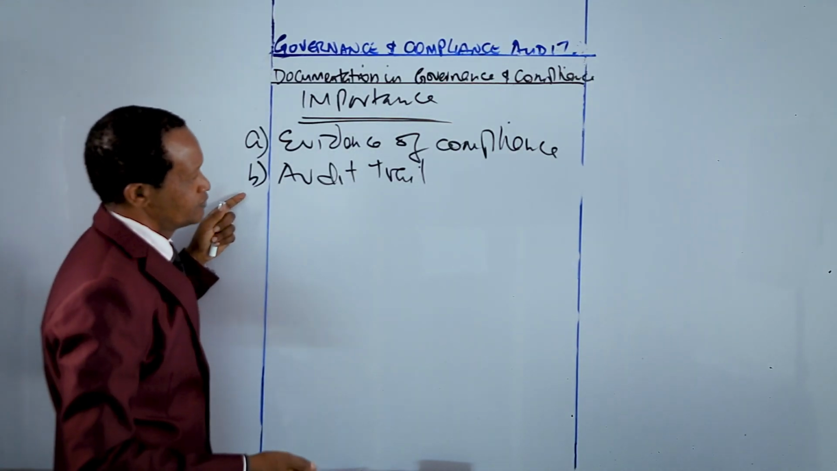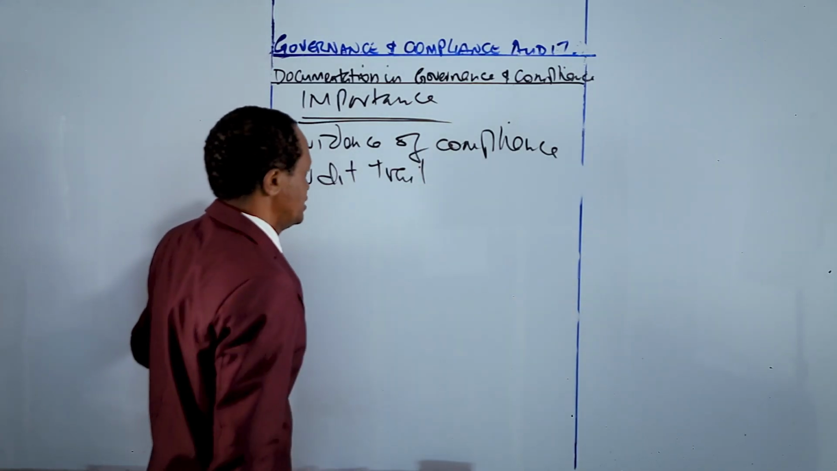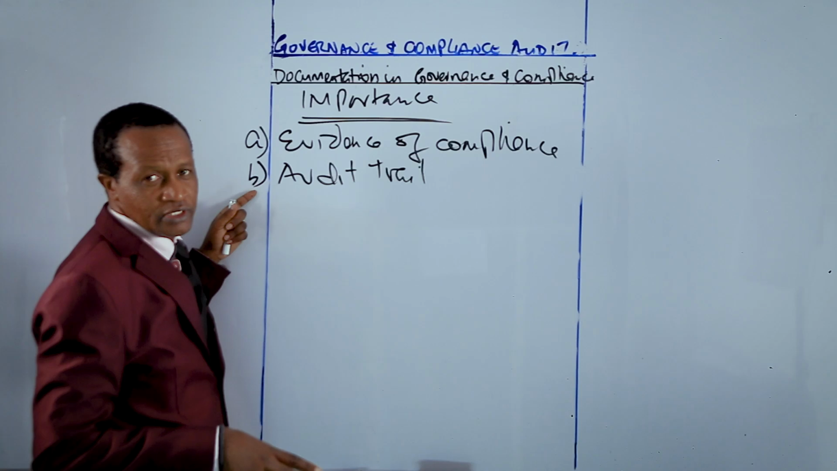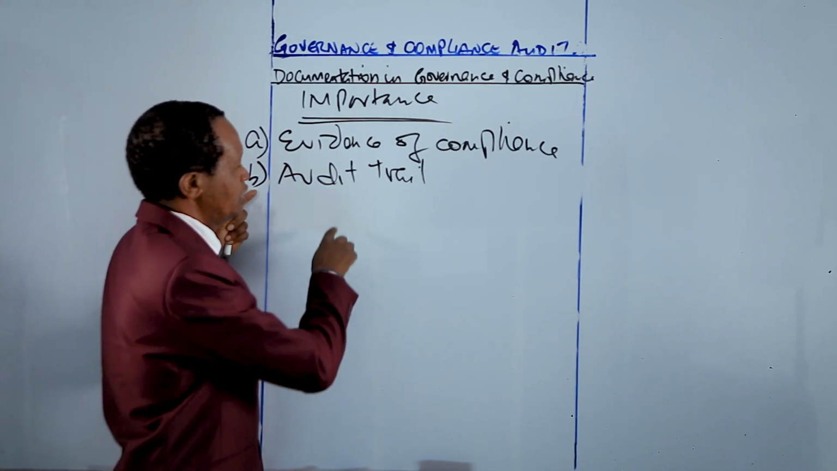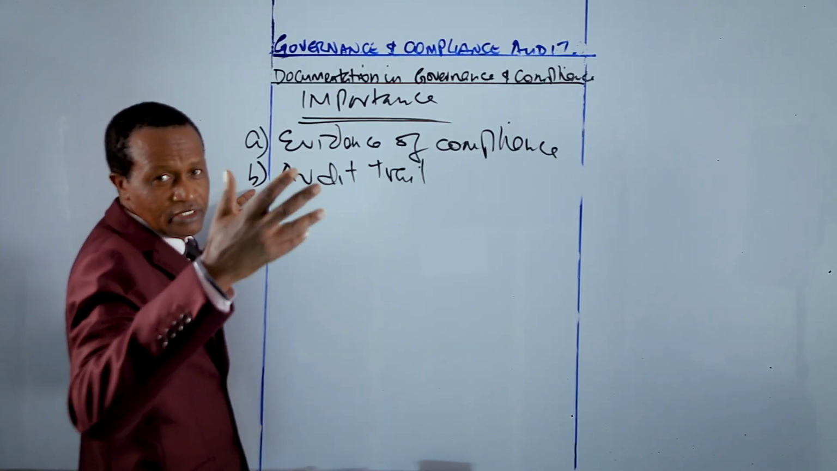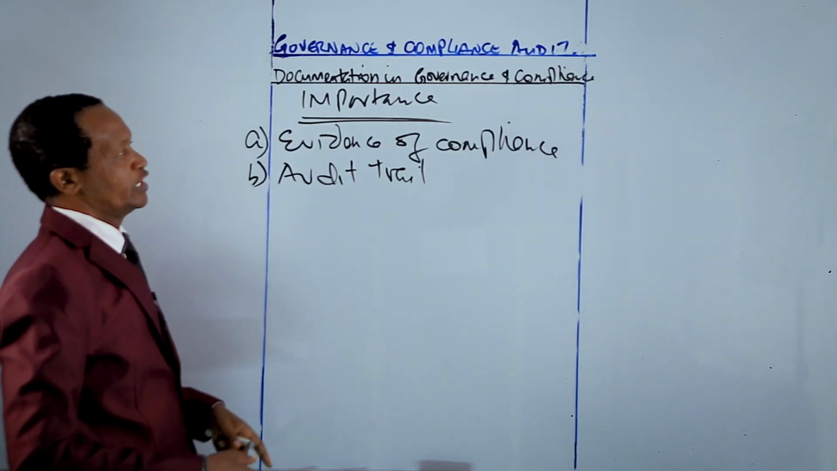Where the auditee company, the company that is being audited, maintains proper documentation, then it becomes very easy for the auditor to have an audit trail, because the auditor can trace whether the company has been complying or not. So audit trail.